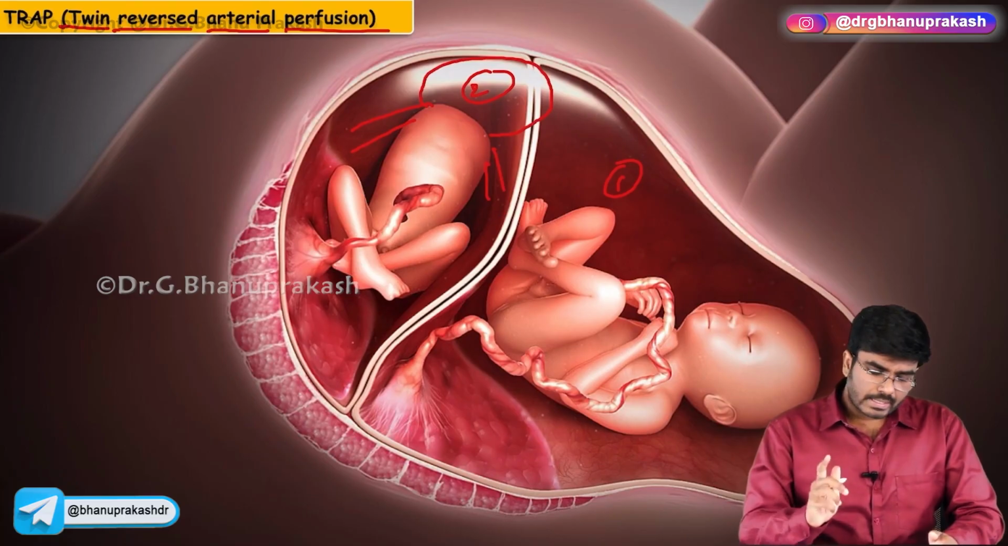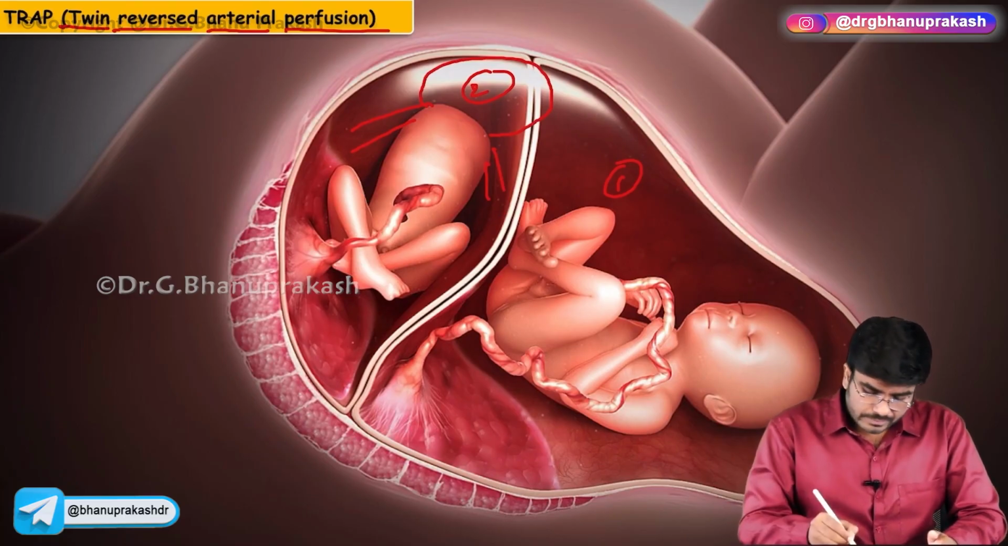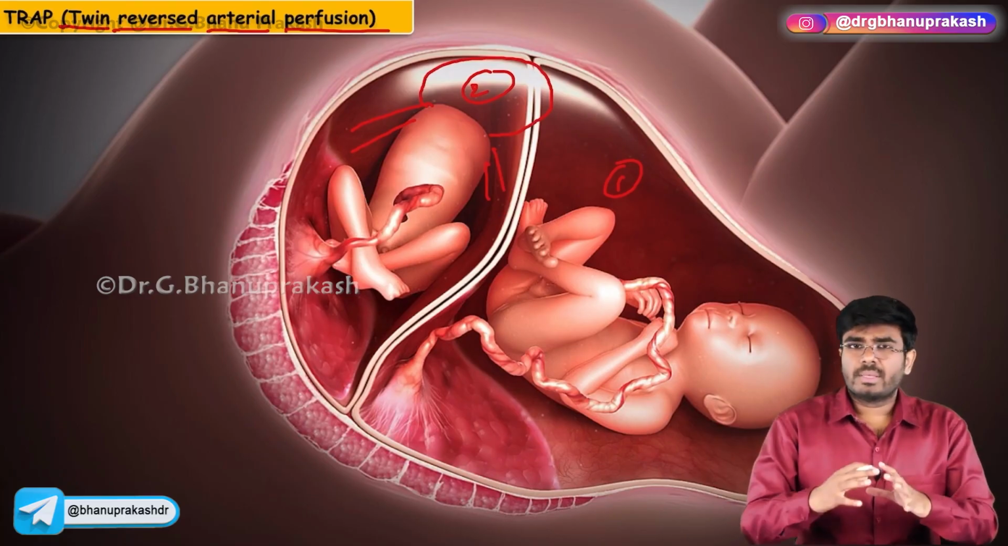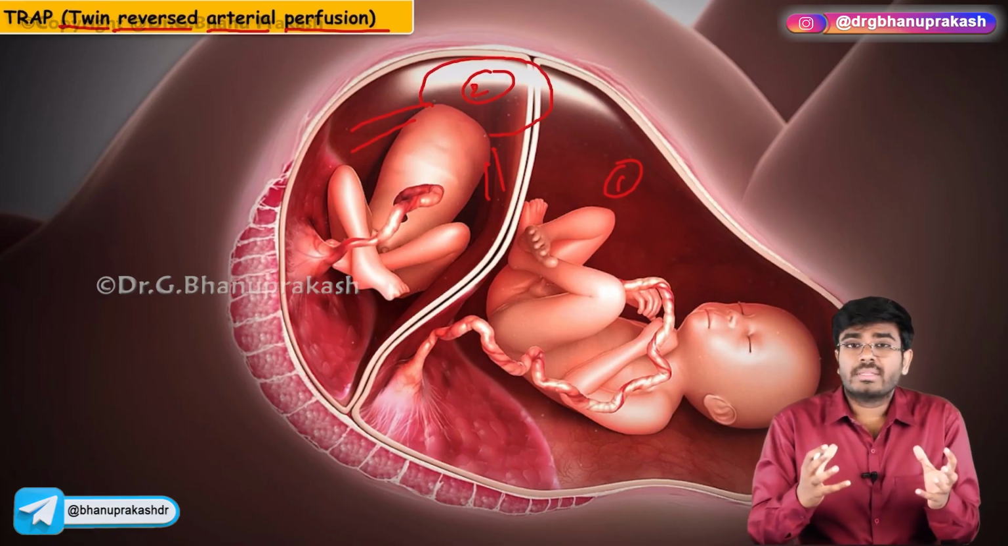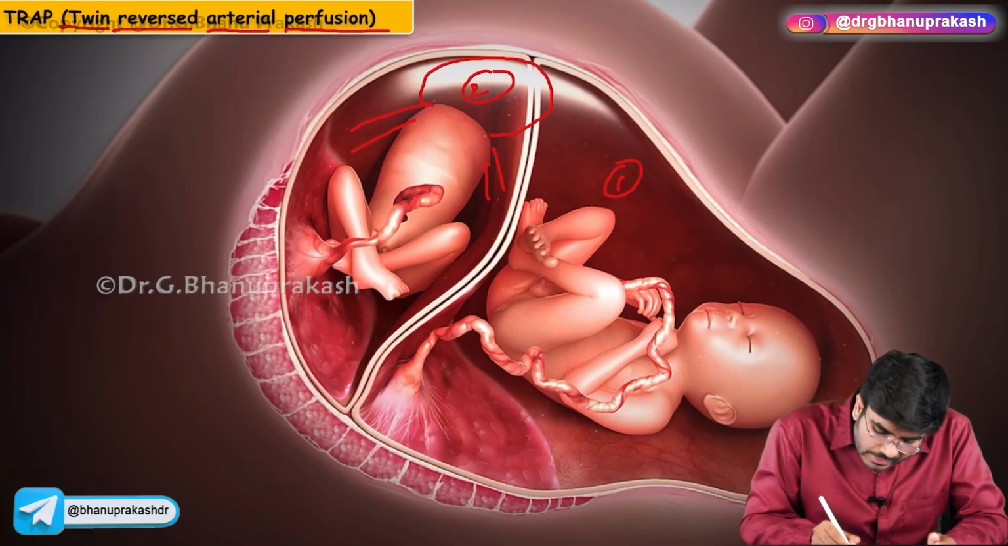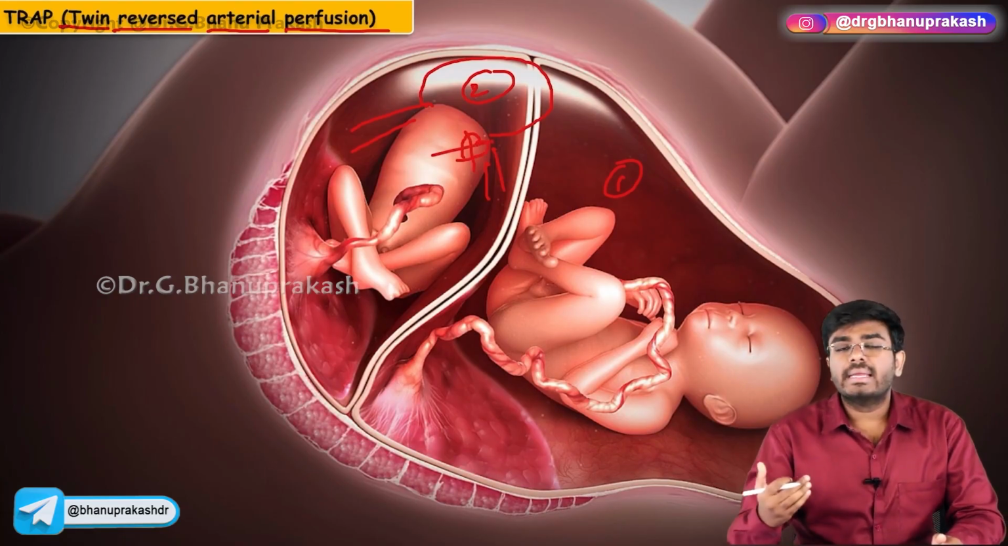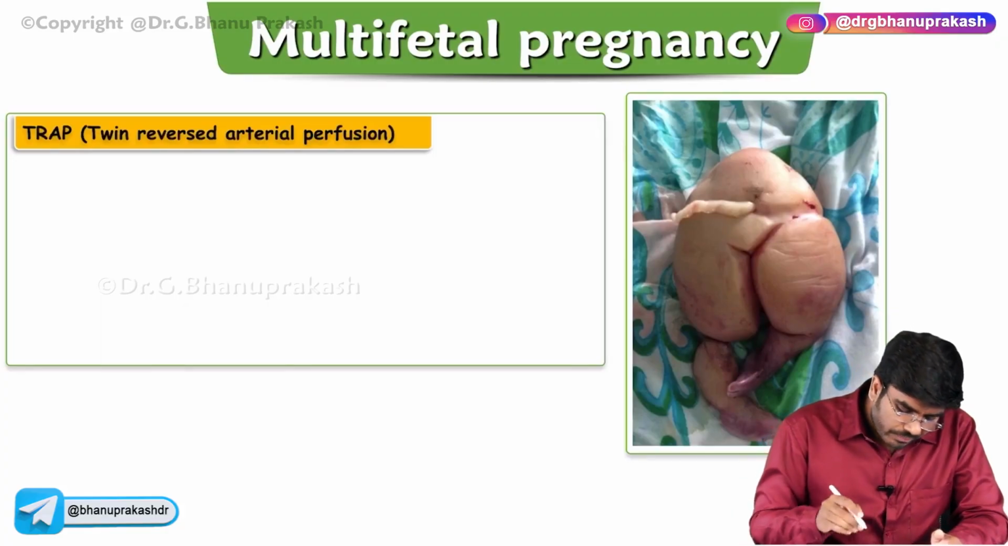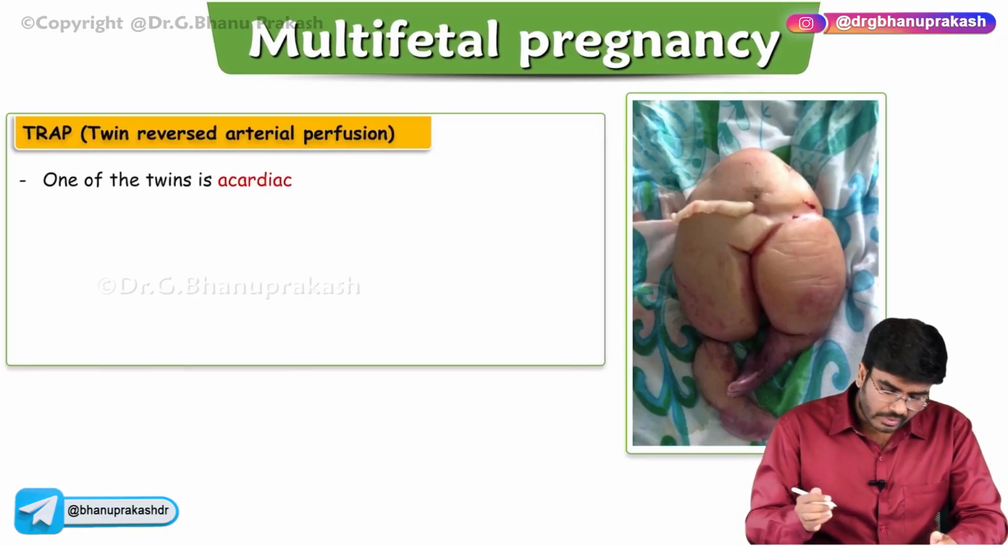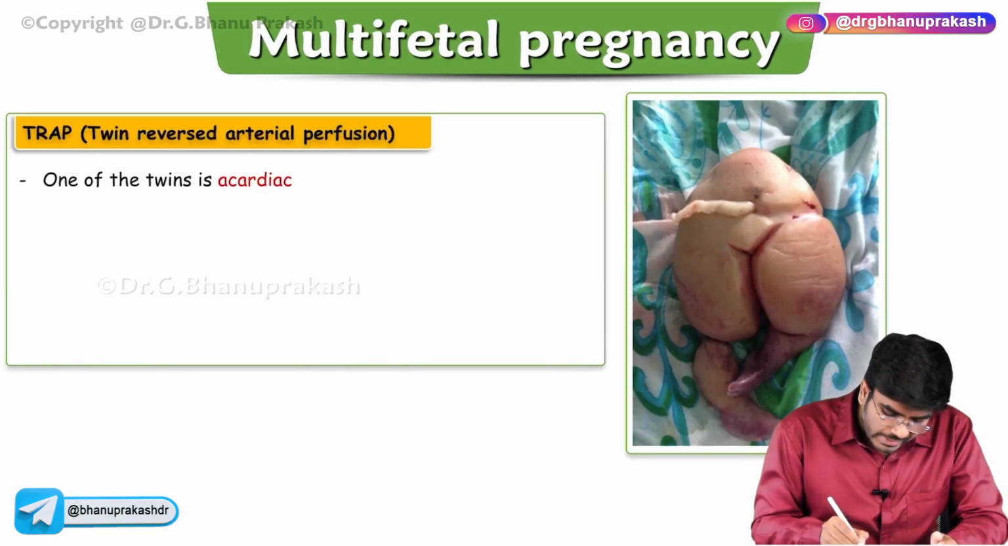We'll discuss. See, in this TRAP, the baby who is not developing the head and the upper extremities is not having a heart. So there is this acardiac twin. A very important point: in twin reversed arterial perfusion, one twin is going to be acardiac.